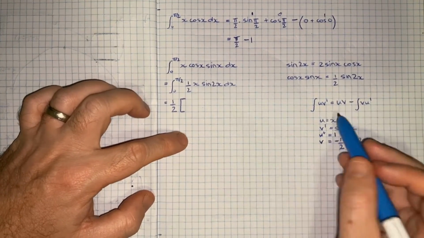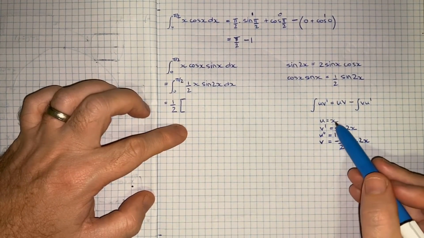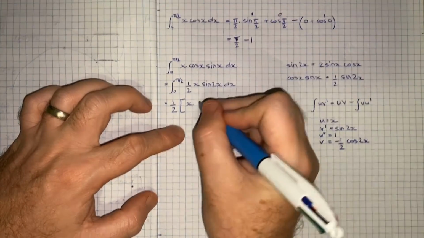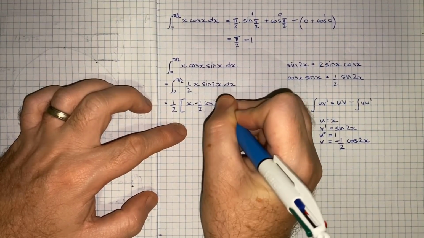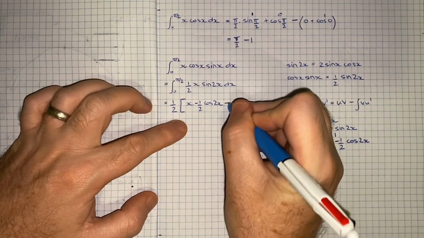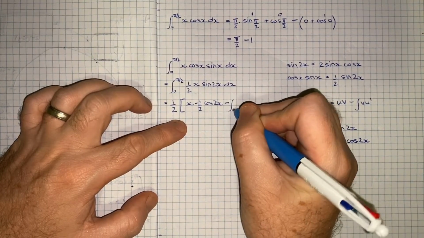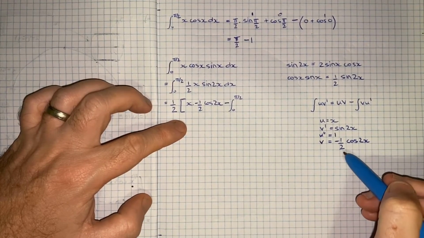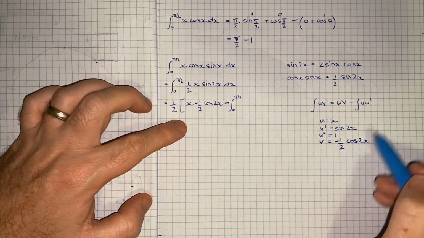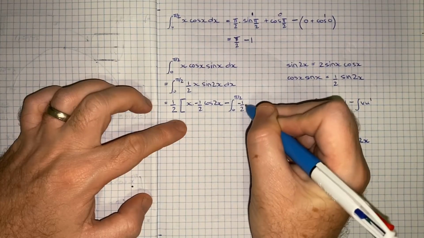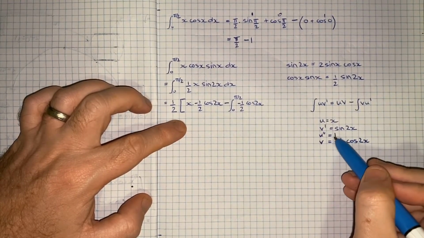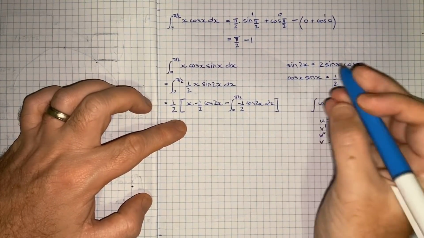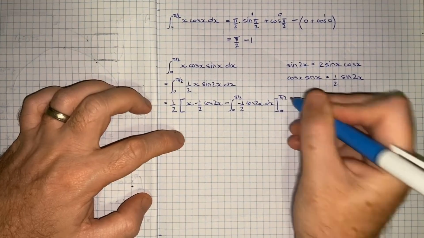That means the integral is going to be u times v, or x times negative a half. So it'll be x times negative a half cos 2x, minus the integral from 0 to pi on 2 of v, which is minus a half cos 2x, times u dash, which is just 1 dx. So that's between 0 and pi on 2.